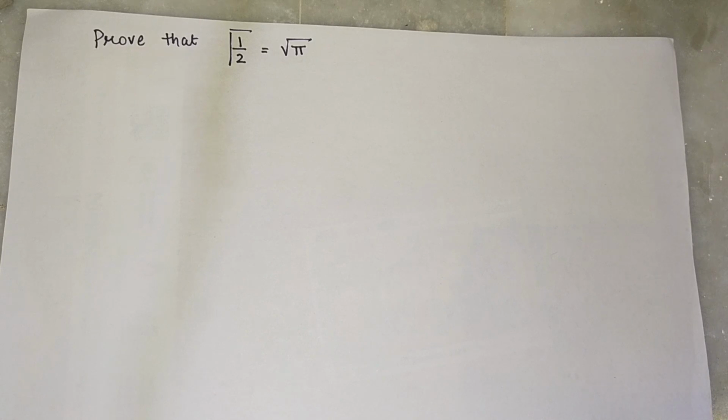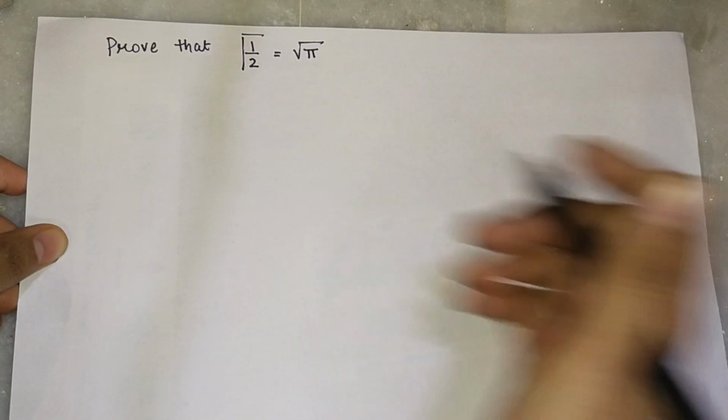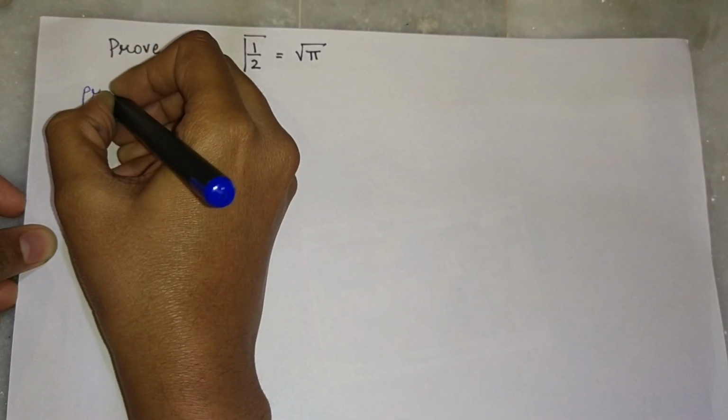Okay, so now we will prove that gamma 1 by 2 is equivalent to under root pi. This is also asked in exams, that you have to prove that gamma 1 by 2 is equivalent to under root pi. Then how you will prove it? It is very easy. So we will prove it. Okay, so proof.